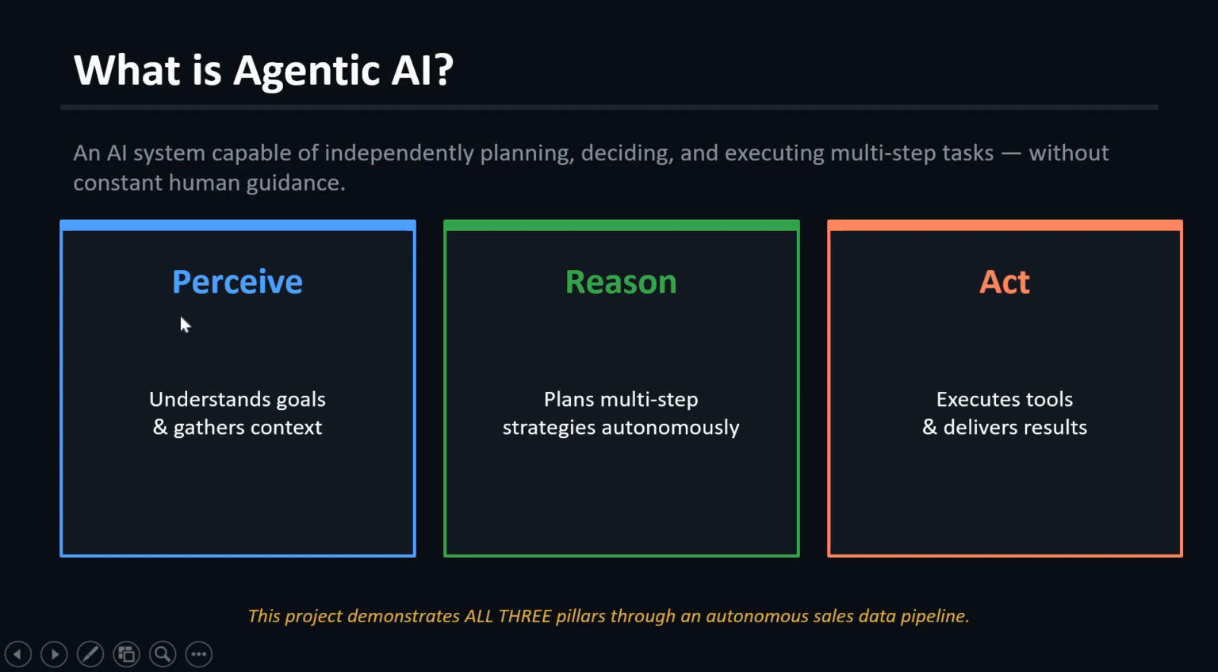That has three different parts that will work. One is perceive, reason, and act. Perceive: understand the goal and gather the context. Reason: plan a multi-step strategy autonomously. And act: execute tools and deliver the result, right? So these are the three things that we are going to use in this particular automation.